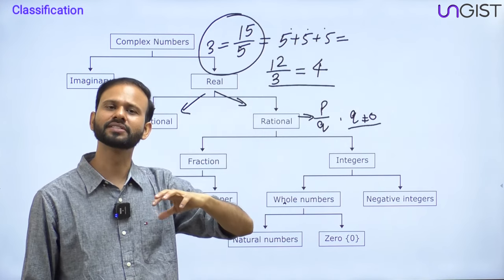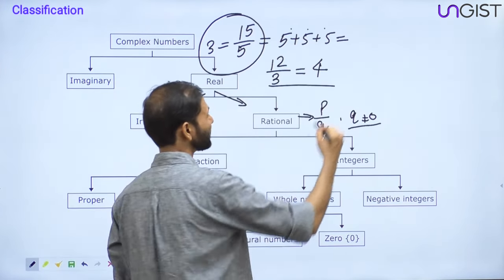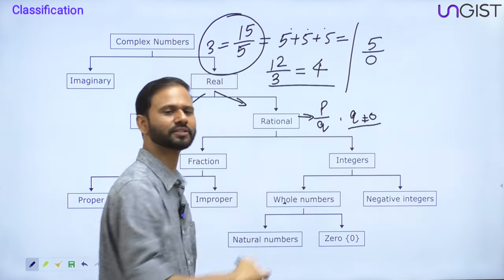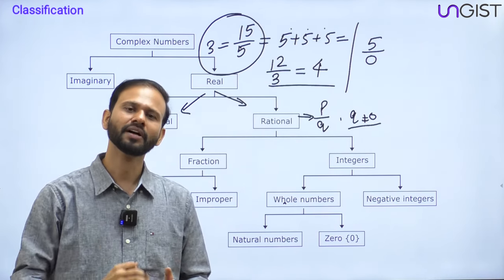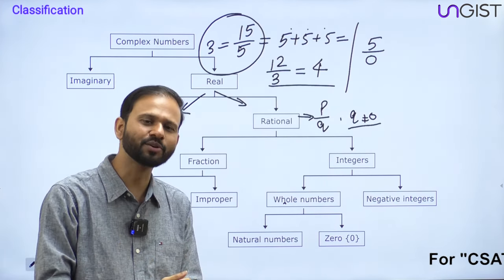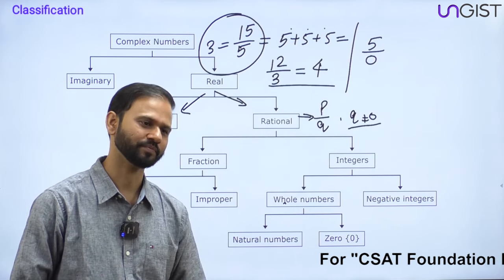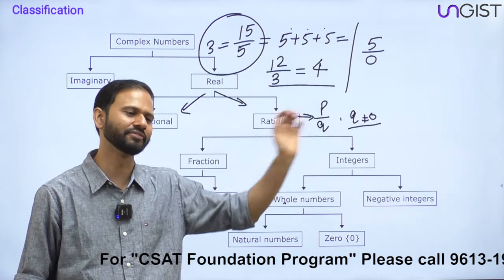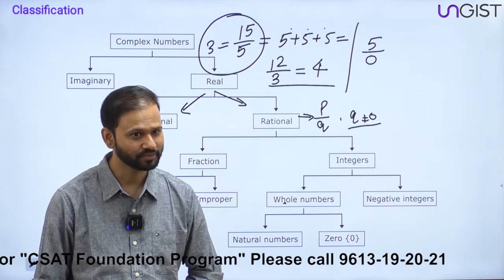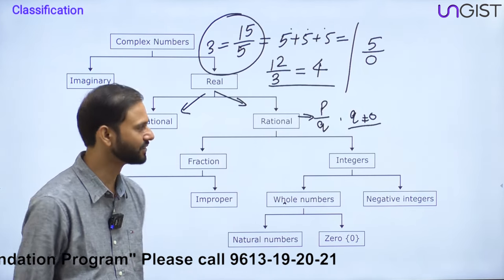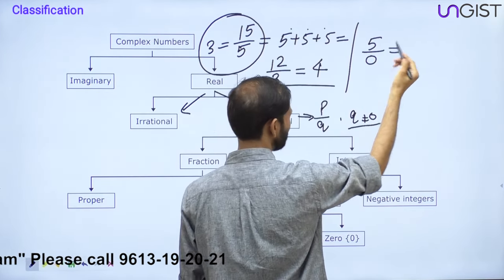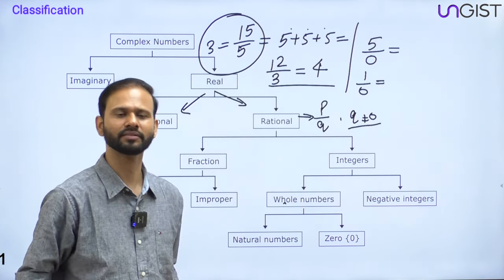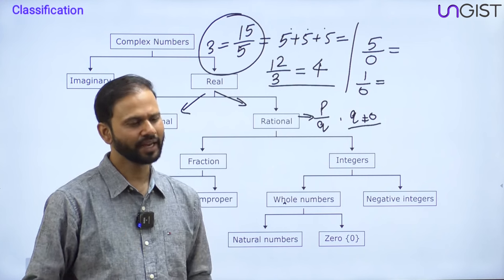Now guys, if I need to do 5 by 0, then by the basic definition of division, how many times should I add 0 to make 5? Will it be possible? No, not possible. Similarly, 1 by 0 also. How many times must 0 be added to make 1? Not possible.